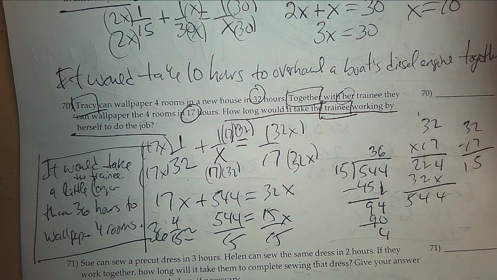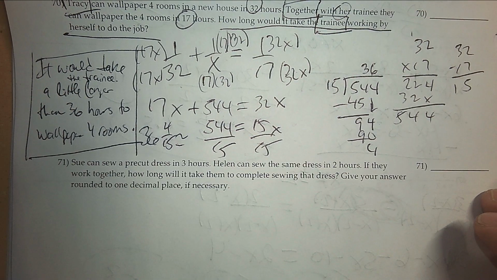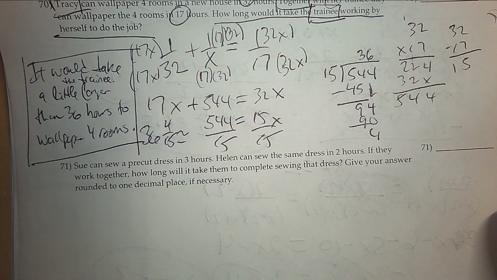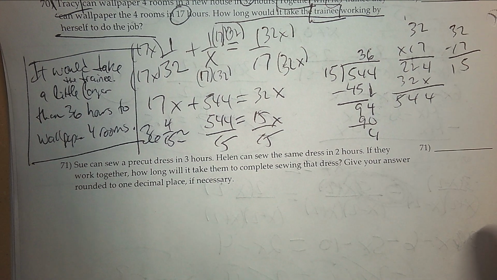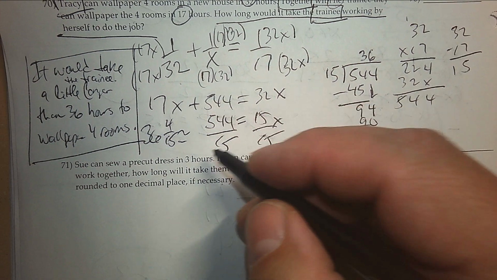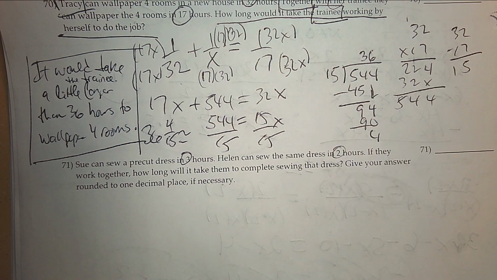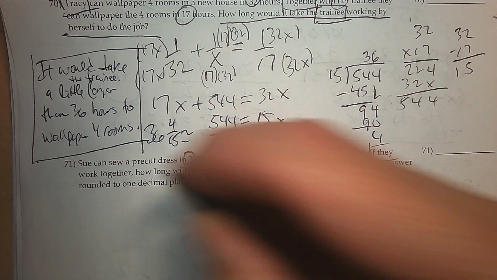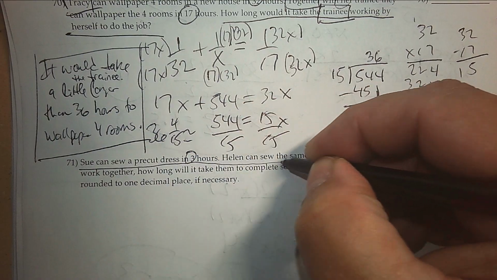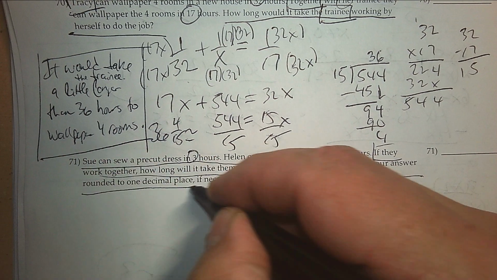Number 17. Sue can sew, say that enough times. Sue can sew a pre-cut dress in 3 hours. Helen can sew the same dress in 2 hours. If they work together, how long would it take them? So if they work together, how long would it take them to complete sewing the dress? Give your answer rounded to 1 decimal place.